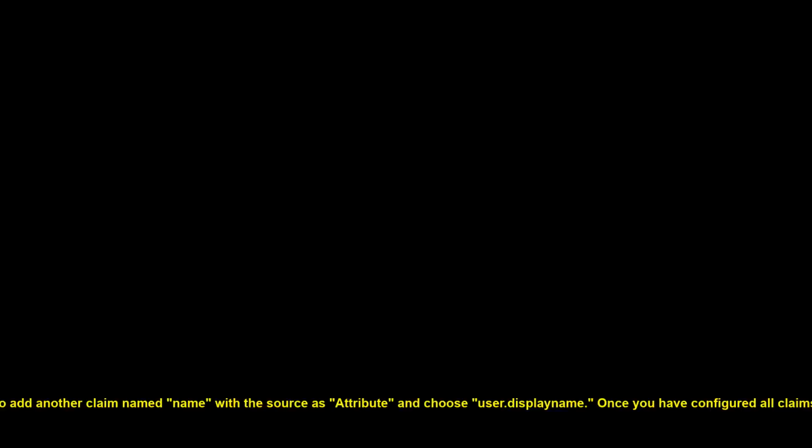Locate the User Attributes and Claims section. Click on Add New Claim. In the Name field, enter email. Set the source to attribute and choose user.mail.